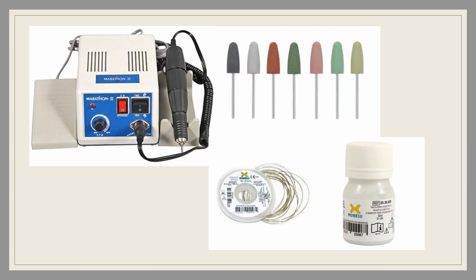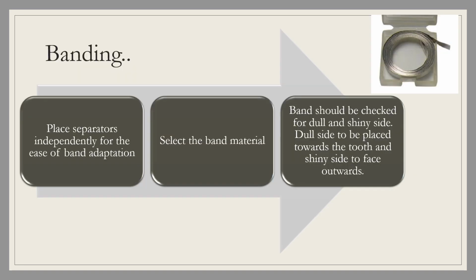That's very important. These are the other few things which are required: a micromotor and band polishing burrs. For soldering and welding the loop, you need a spot welder, and then the soldering flux and silver solder. So how do you do the banding?